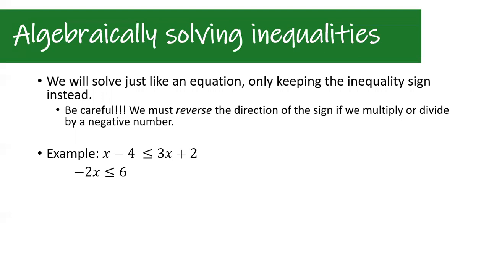Now, all we need to do to solve for x here is divide by -2. But this is where we have to be careful. We divided by -2, so we'll have to switch the sign. Instead of less than or equal to, we'll switch it to greater than or equal to. And our solution will be that x is greater than or equal to -3. Now that is a viable solution right there. So any number that's greater than or equal to -3 will satisfy this inequality.